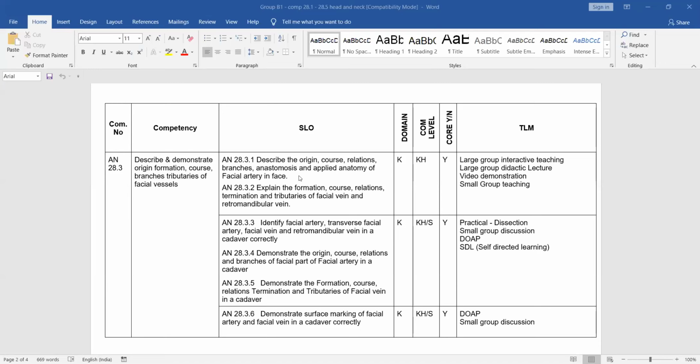Yes, ma'am. Yeah, because when you write KH/S, your final level is S. Definitely KH will be achieved. So you need not write KH. It has to be only S. Again, the same as you mentioned in the beginning, S is not there in the document. So we cannot write S anywhere as a level. It will be either K, KH or SH.